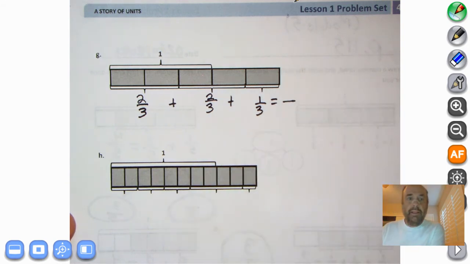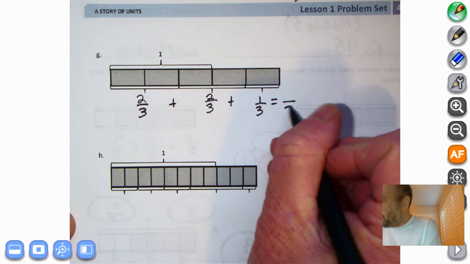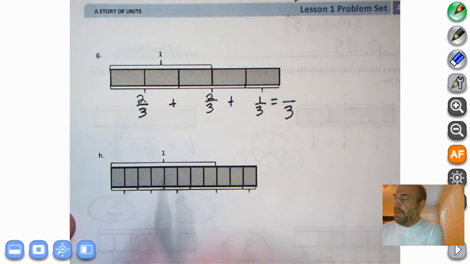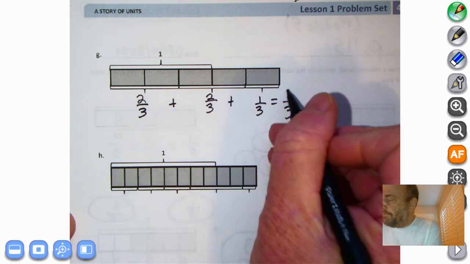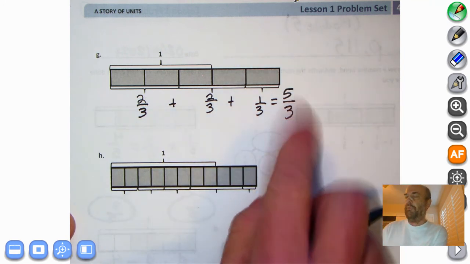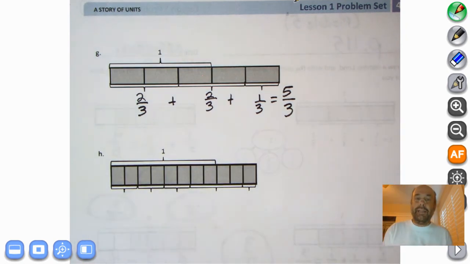Let's think about it. Remember, the denominator doesn't change. It's going to remain a 3. We have 2 plus 2 plus 1. Okay, 2 plus 2 is 4 plus 1 is 5. We have 5/3. We're going to talk a little bit more about this type of fraction. But when the numerator is greater than the denominator, it's greater than 1. We call it an improper fraction.